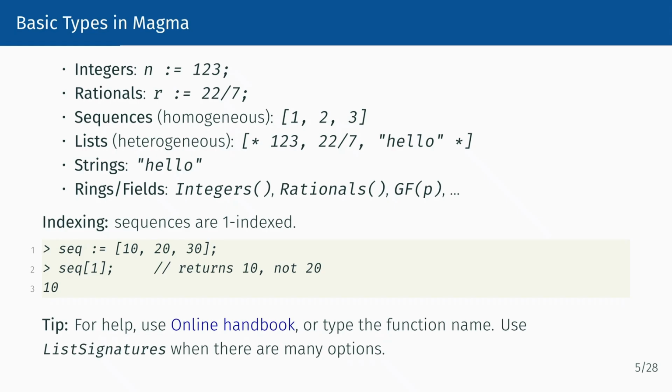You can manipulate strings easily. And of course, there are many other rings or fields that you can construct. If you want to further explore and understand what's out there, there's an online handbook that you can view. Or you can just type the function name in the terminal. There is also the useful function of list signatures.